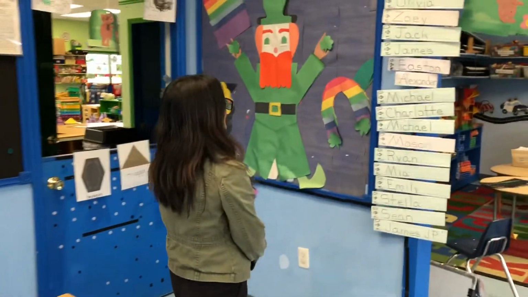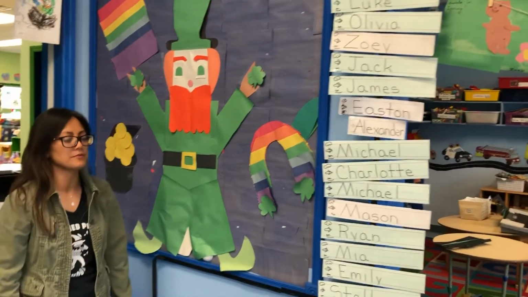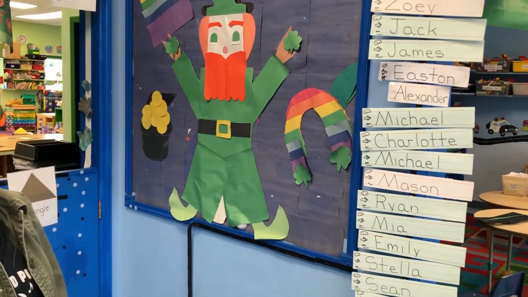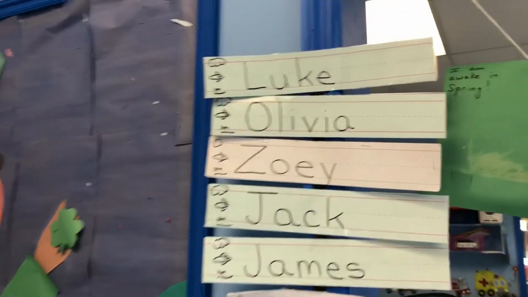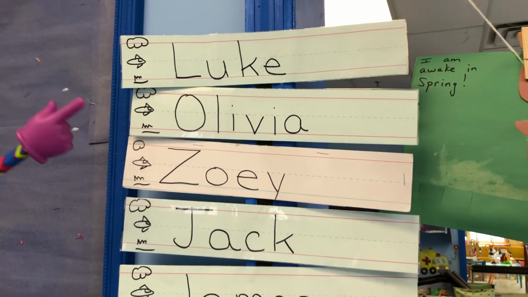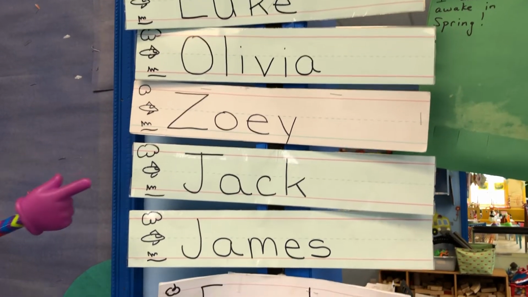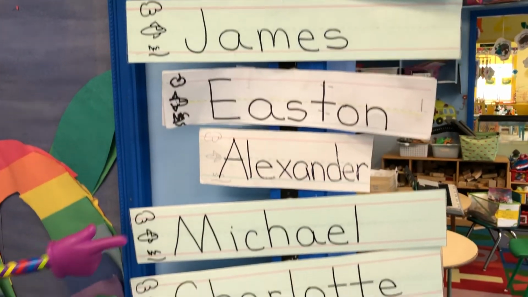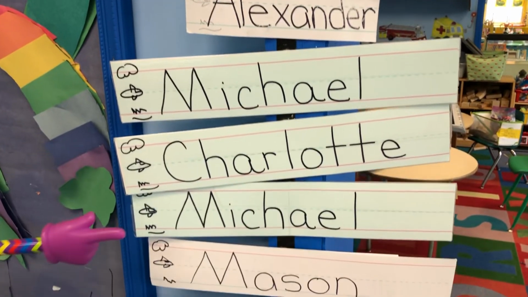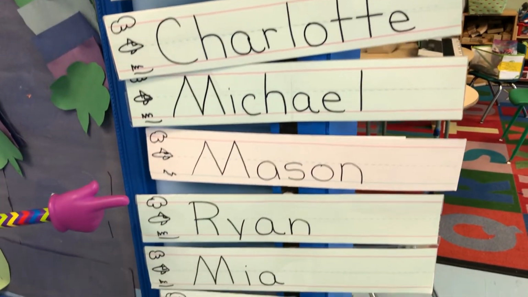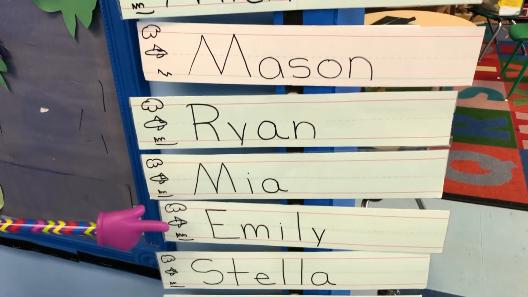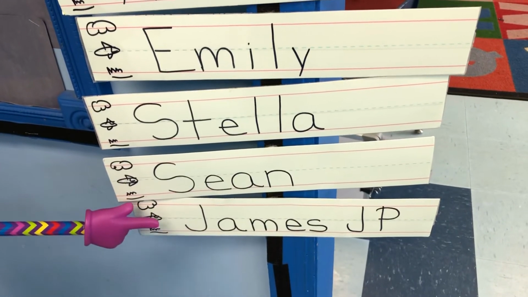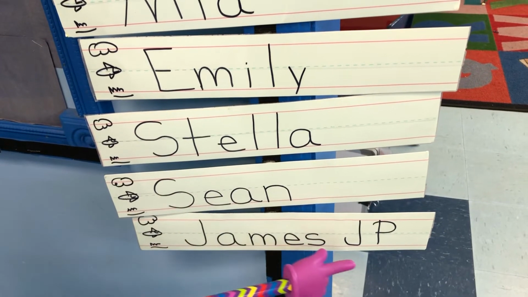Let's see who's with me today on Tuesday. There are a lot of names. Let's look on the screen, and when you see your name, shout it out to yourself. We have Luke, Olivia, Zoe, Jack, James, Easton, Alexander, Michael, Charlotte, Michael, Mason, Ryan, Mia, Emily, Stella, Sean, and James, who's also known as JP.